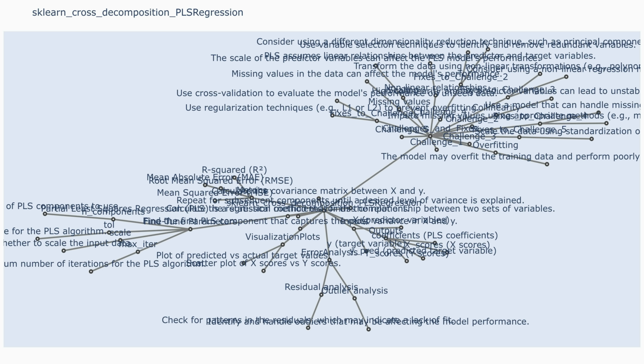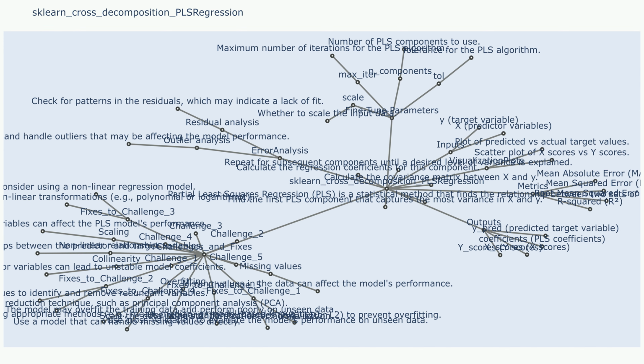sklearn, cross decomposition, PLS regression. Description. PLS regression is a supervised dimensionality reduction technique that finds latent variables, components in both the predictor X and response Y variables, aiming to explain the maximum covariance between them.